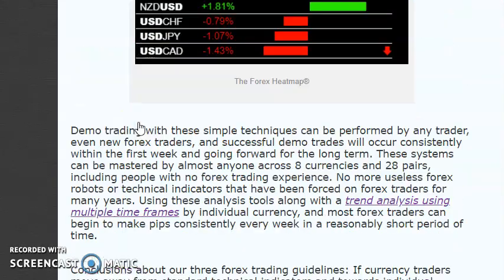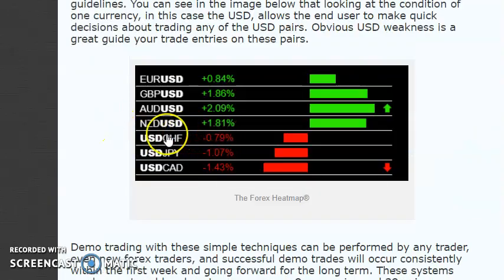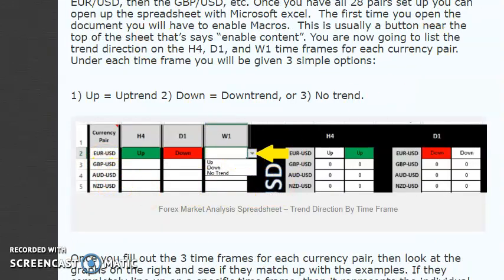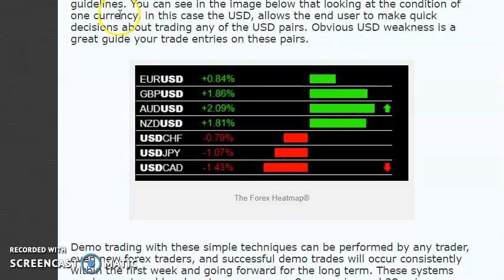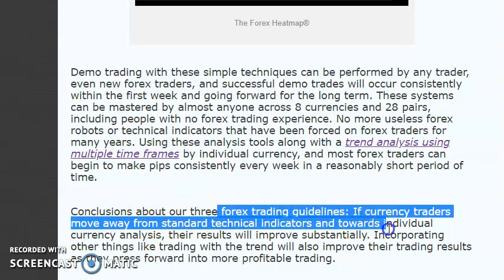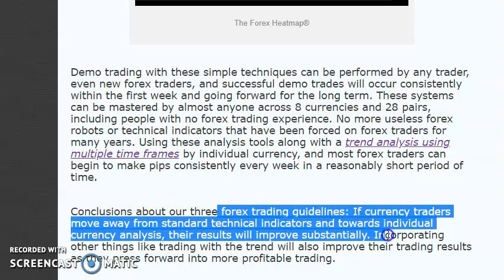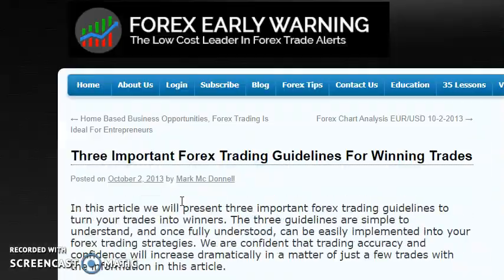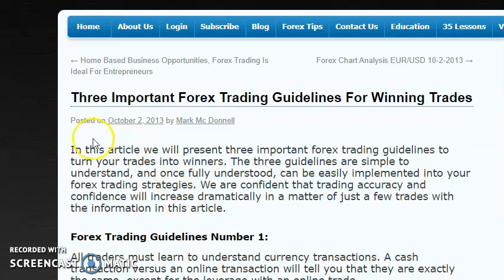So you can start demo trading with these really simple techniques using individual currencies, the Forex market analysis spreadsheet, analyzing individual currencies, the trends, and all of a sudden you are building a great trading system. So if currency traders move away from the technical indicators and towards individual currency analysis, their results will get tremendously better very fast. And so these are the 3 guidelines for winning trades.